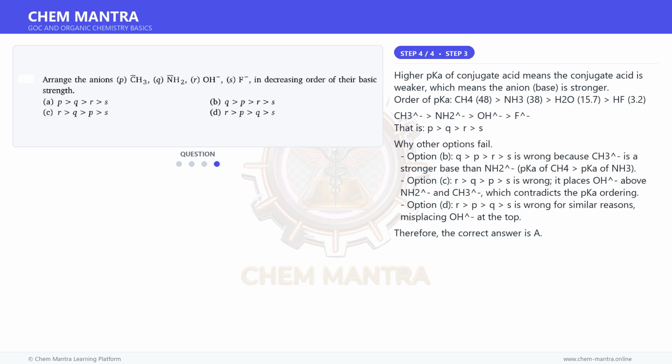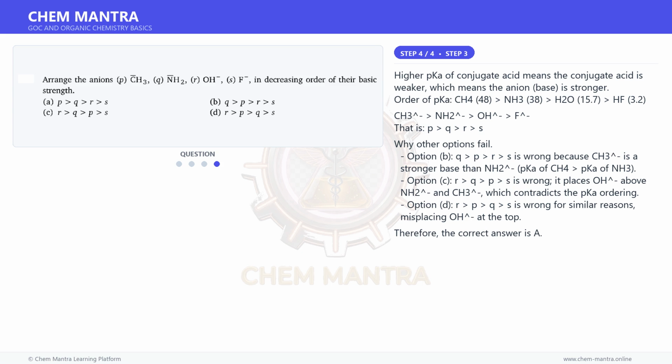And for the final step. Higher pKa of conjugate acid means the conjugate acid is weaker, which means the anion base is stronger. Order of pKa: CH4, 48, NH3, 38, H2O, 15.7, HF, 3.2. CH3-, NH2-, OH- or F-. That is PQRS.